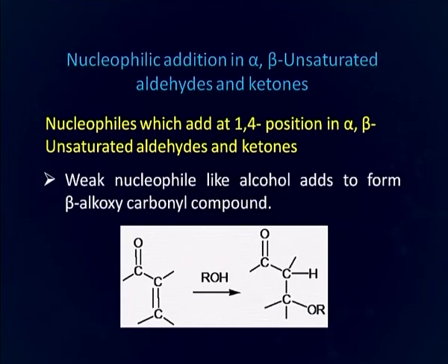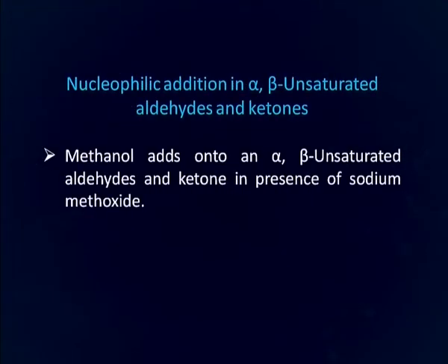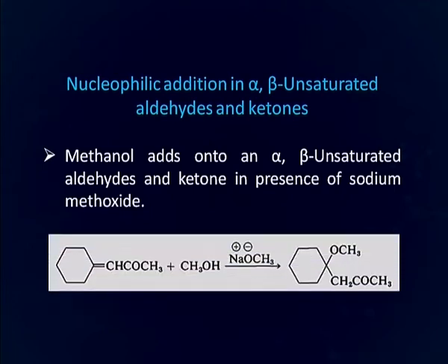Now, if instead of water we use alcohol, then alcohol again is a weak nucleophile, and instead of OH the nucleophile will be OR. The resultant compound formed is a beta alkoxy carbonyl compound. Methanol adds on to alpha beta unsaturated aldehyde and ketone in presence of sodium methoxide. Like in this case, you can see that this is a carbonyl group and this is a double bond. This is an alpha beta unsaturated ketone, it adds on this methoxide and produces this beta methoxy carbonyl compound.